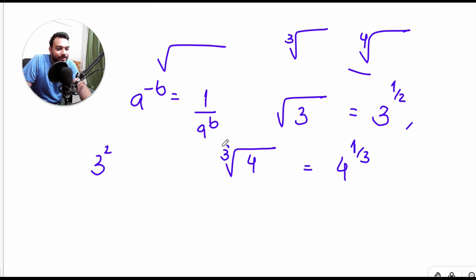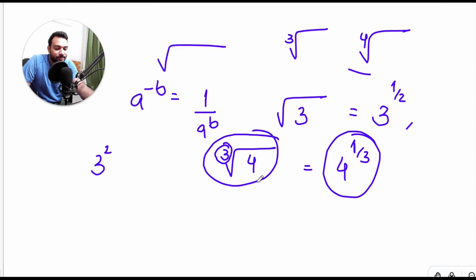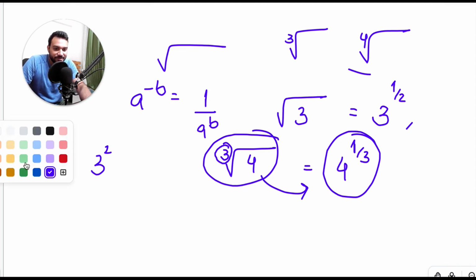Any root which is written outside would go in the power as 1 upon that number, and that will become an exponent. This is the exponent representation of this radical expression. This is the radical turned into the exponent expression. Okay, so now there can be different expressions even in the radical.